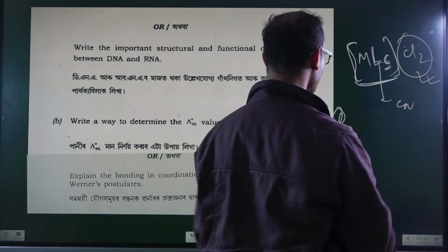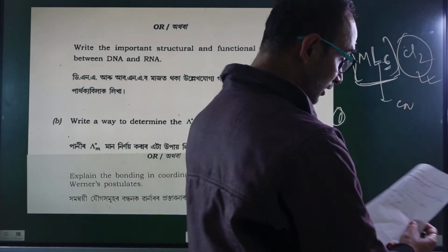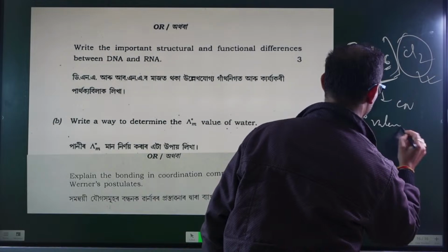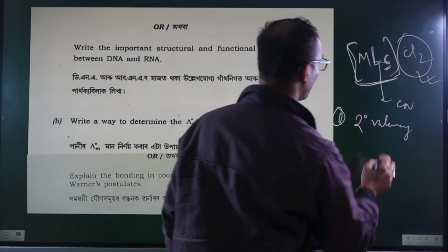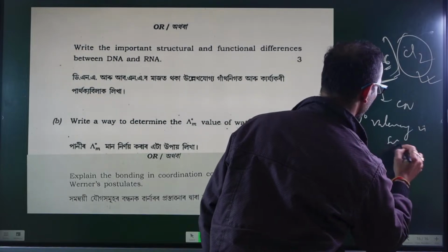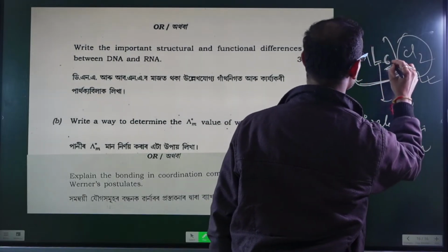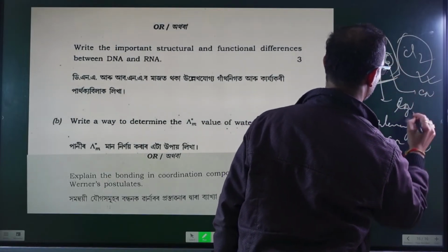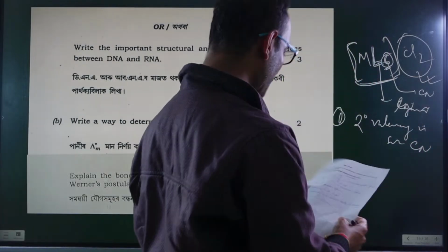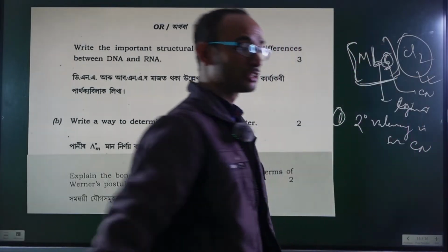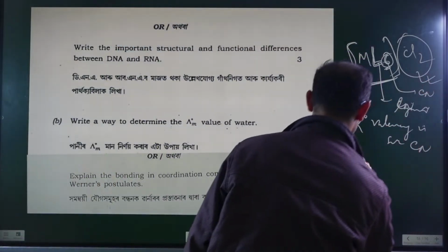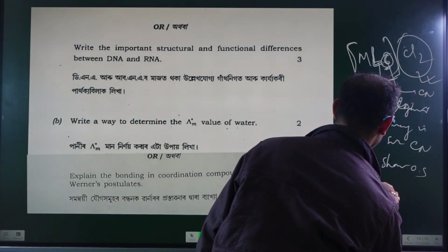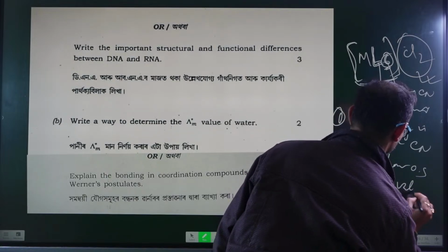So in Werner's theory, you can have secondary valency. Secondary valency is satisfied by your coordination number. Coordination number means this is your 6. L is the ligand. And primary valency is satisfied by the metal, which is present in its oxidation state. Metal shows the oxidation state. So this is the primary valency.